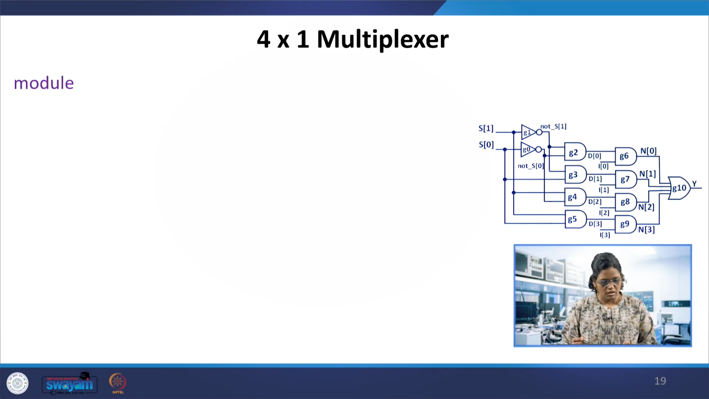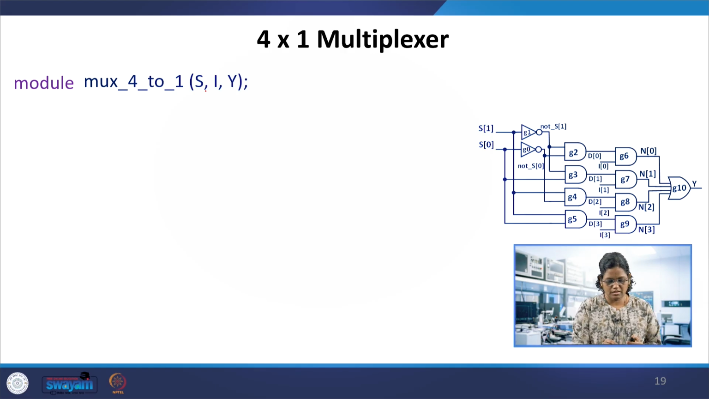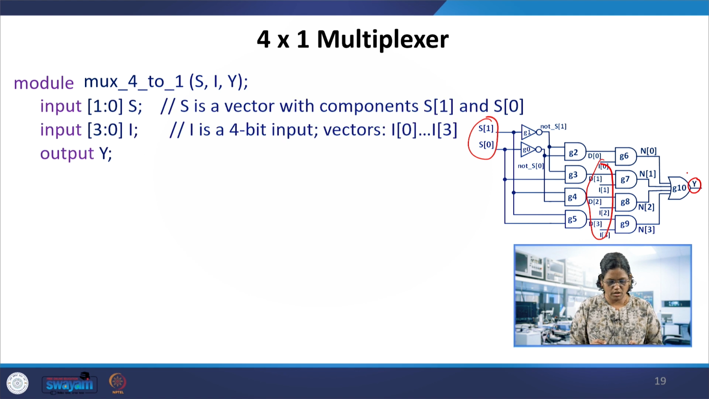So taking this module, mux 4 to 1, with S, I and Y. This S is a select line, and I is the 4-bit input, and then Y is 1 bit. And how are we going to combine it? The input S is the select line, 2 inputs, so the 2 inputs are combined and made into 1 vector. S is a vector 0 colon 1. That means the S0 and S1 signals are combined to have 2 bits, S of 0 and S of 1, as input, instead of having S0 and S1.